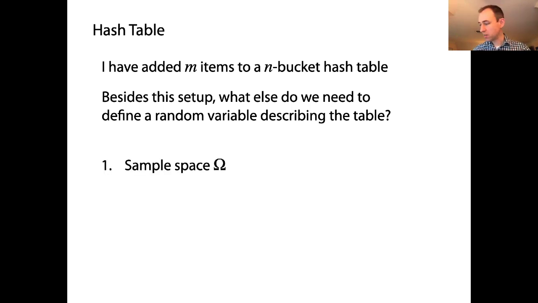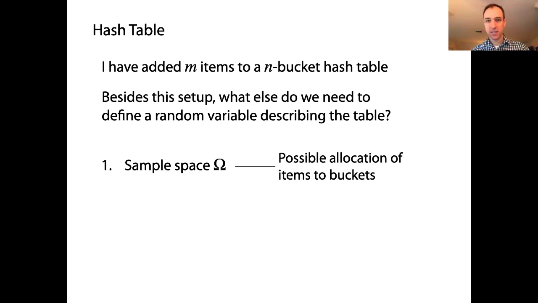All right, so intuitively, it makes perfect sense that the sample space is going to have something to do with how the items have been allocated to the buckets. Like, it might be the set of all possible ways of allocating m items into n buckets. Okay? So we're going to need to define that, though, right? We need to define what is the sample space. So we'll do that, and we'll suggest one way we could define the sample space in a moment.